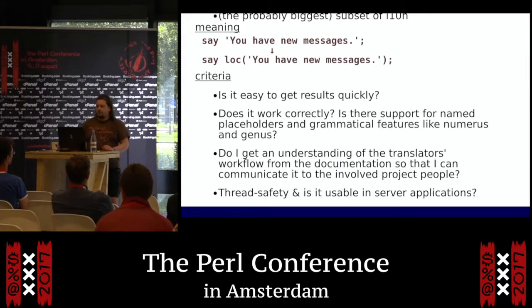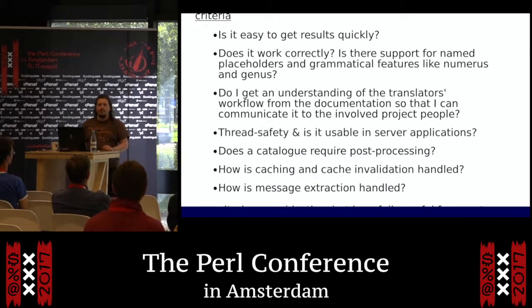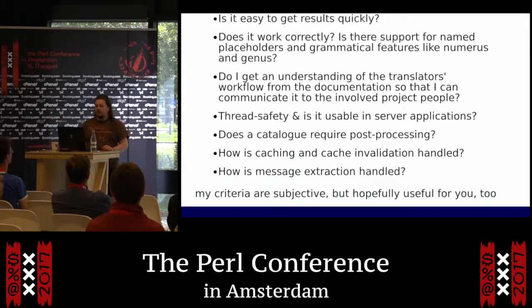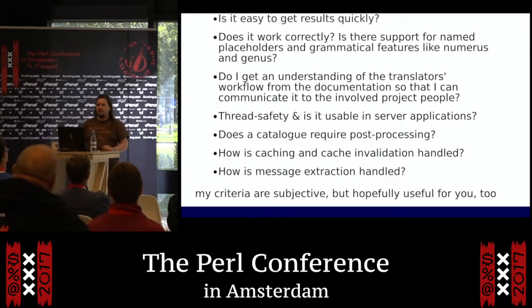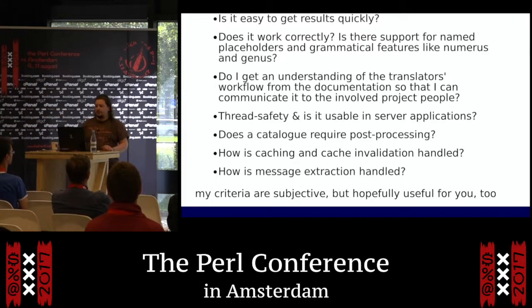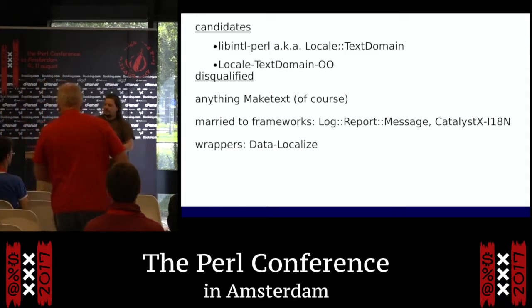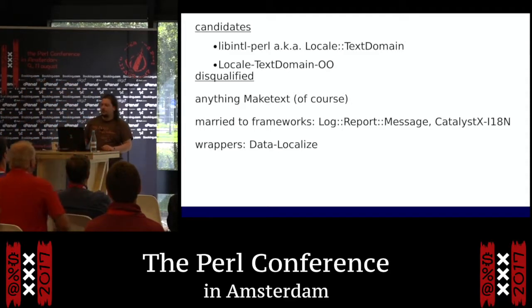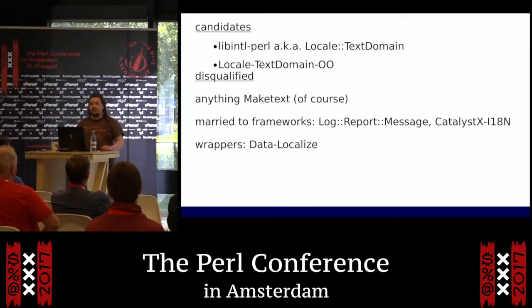So these are my criteria. They are also in the talk abstract. Don't worry about those. I will repeat them later in detail. And my criteria are subjective, but hopefully, if we think alike, hopefully useful for you too. The candidates are libintl Perl, also known as locale text domain and locale text domain OO. I disqualify maketext. Of course, you should know this by now.